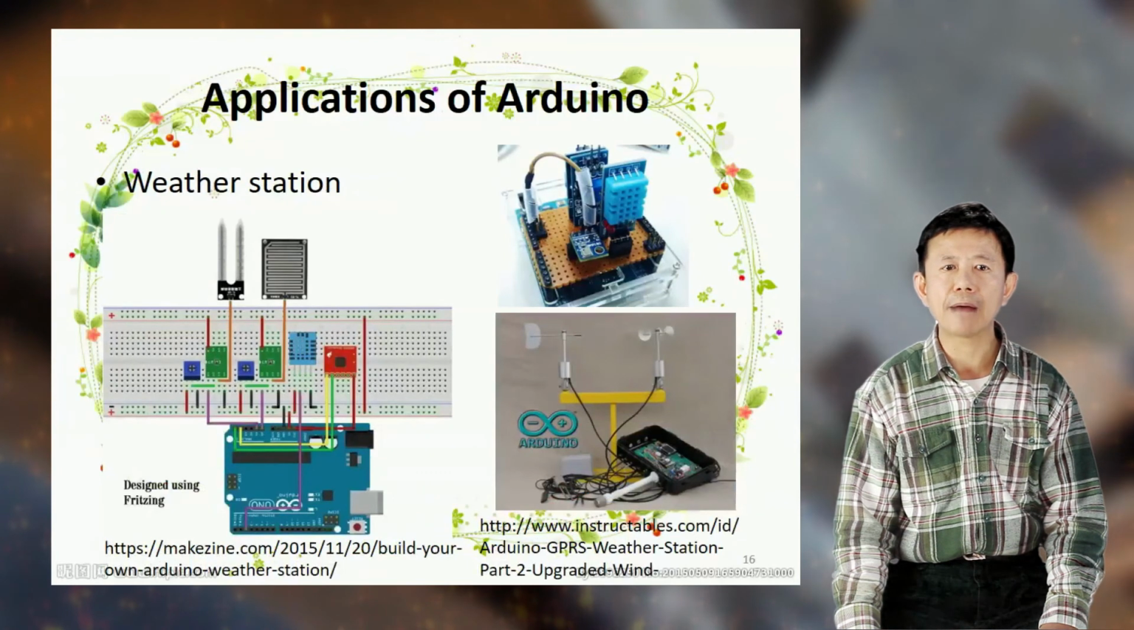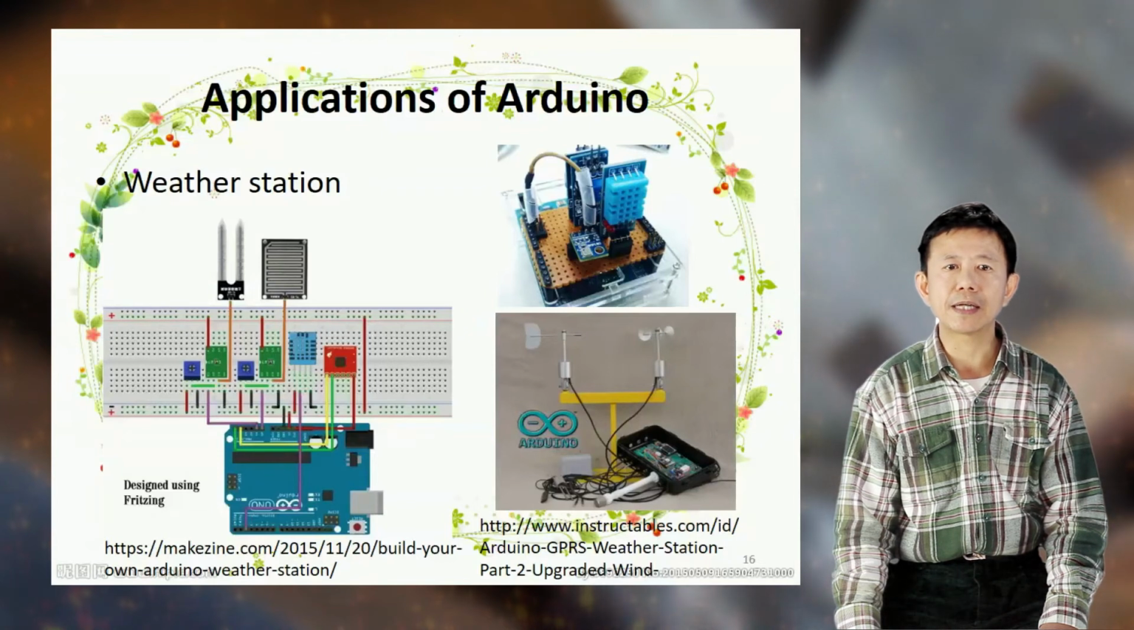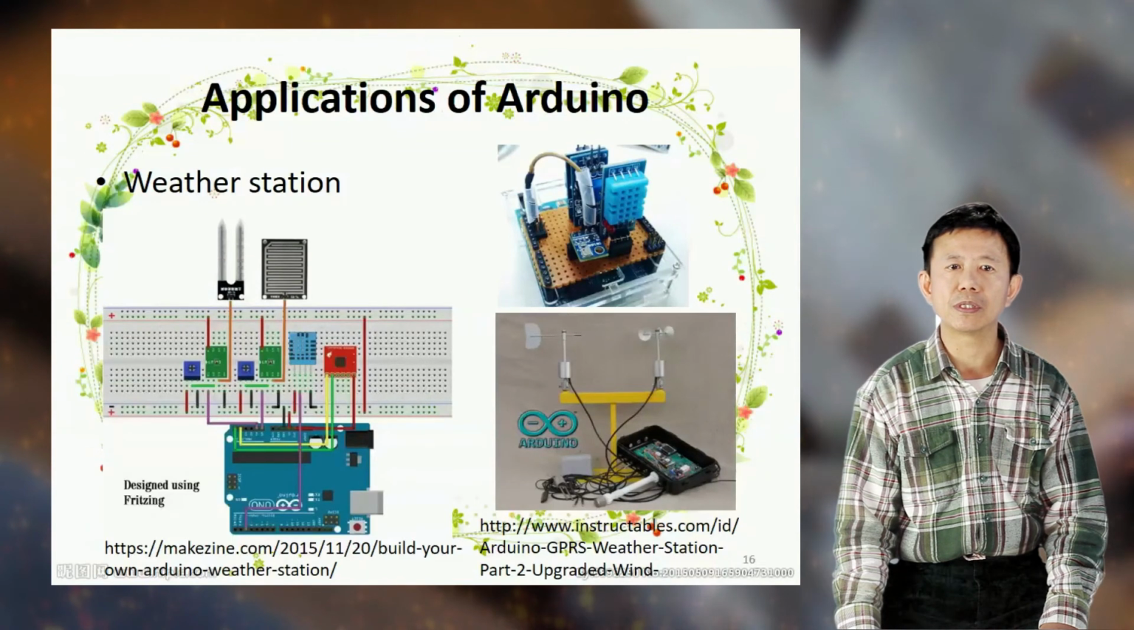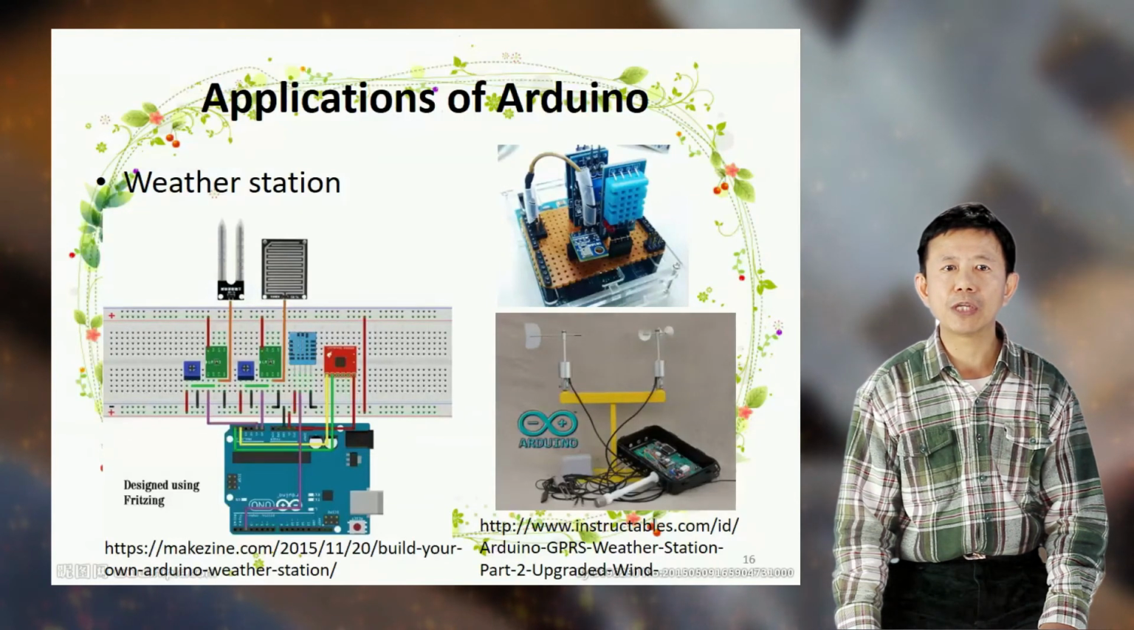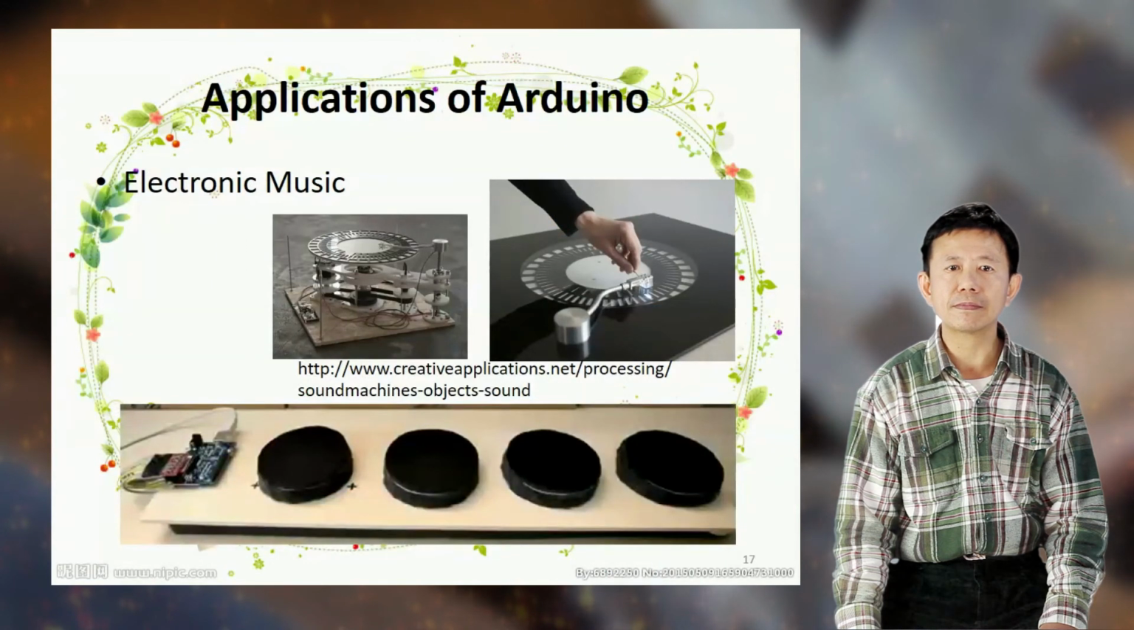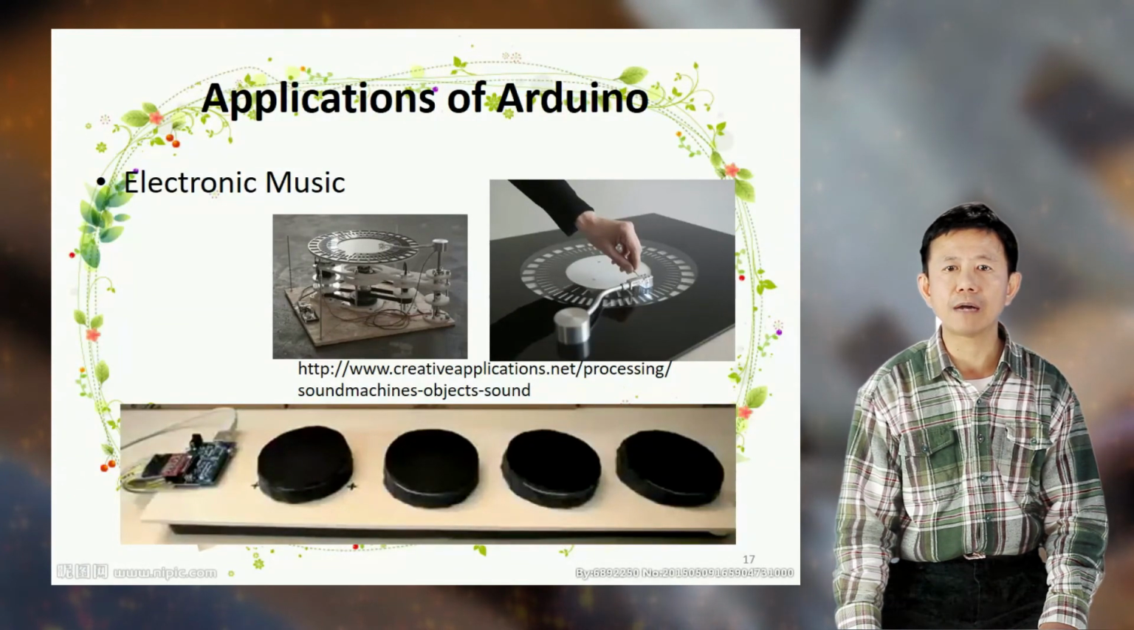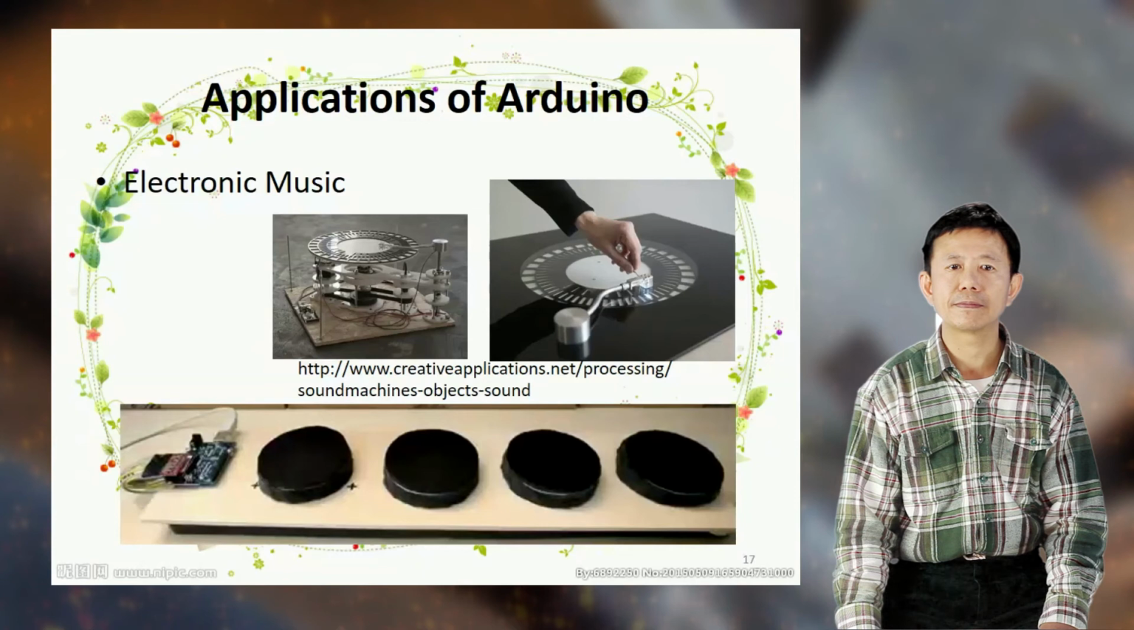In addition to the complex health monitoring system in the previous slide, here is another complex system built with Arduino, a miniature weather station. It monitors and records wind speed and direction, temperature, humidity, barometric pressure, and the rainfall. And in this slide, we have fantastic electronic music. The upper pictures show an Arduino sound machine, which resembles an old-fashioned turntable in a modern style. And the lower picture shows Arduino electronic drums.